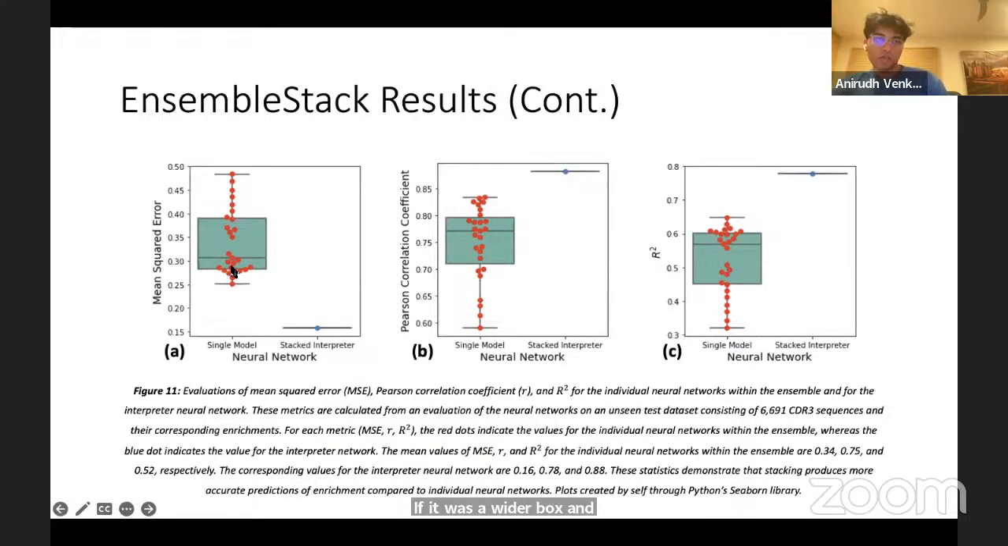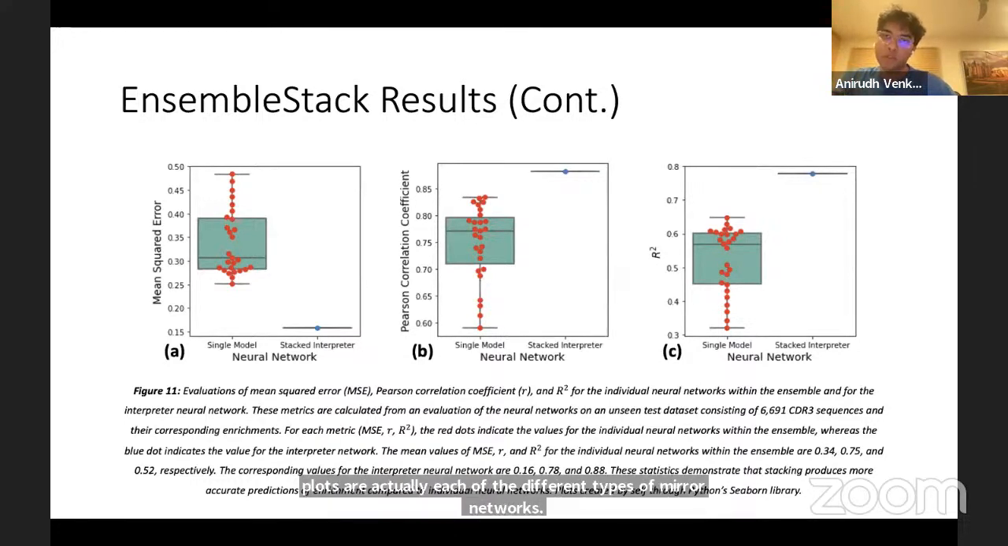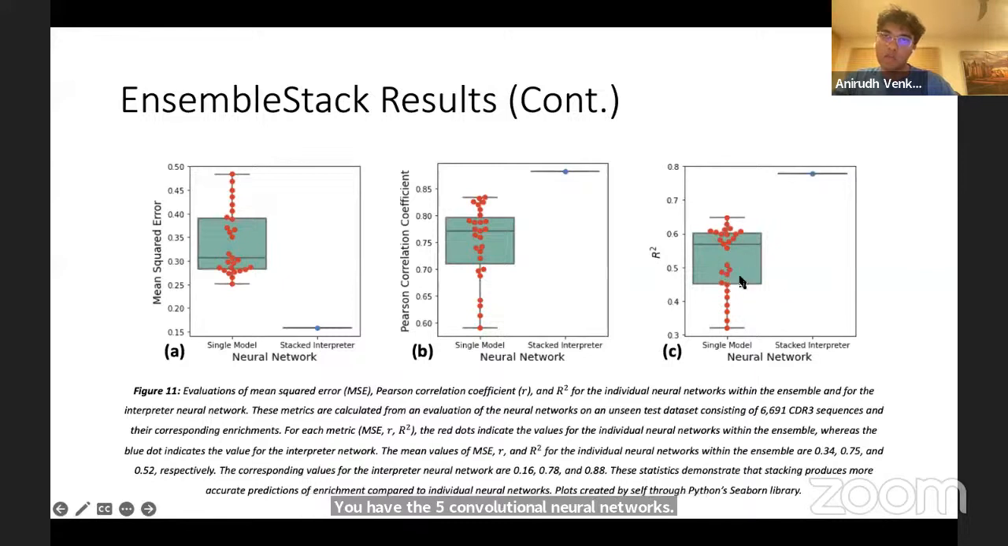Yeah. So each of the red dots in these box and whisker plots are actually each of the different types of neural networks. So you have the 3 artificial neural networks, the 5 convolutional neural networks, and the 3 LSTM-RNNs. And these constitute the red dots in each of the box and whisker plots on the left.